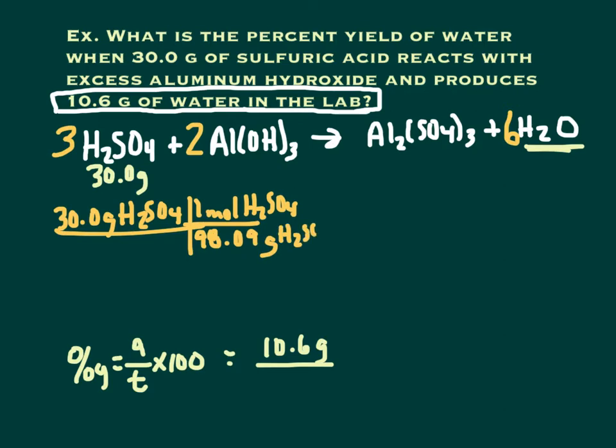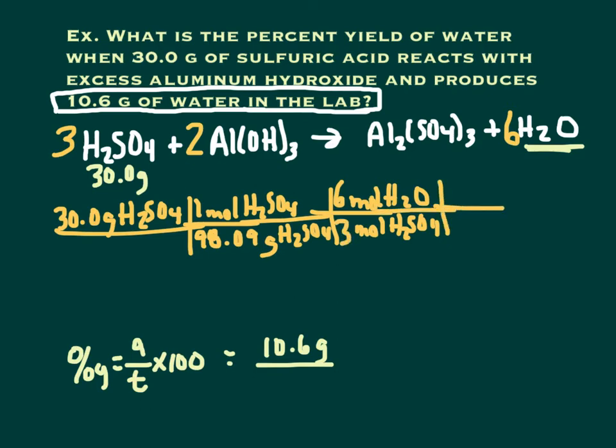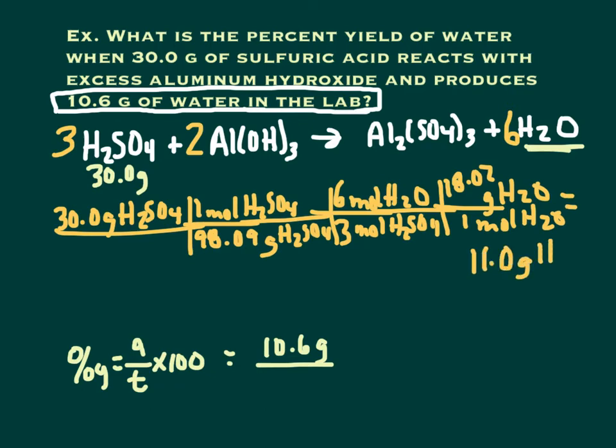Then we're going to go from moles of H2SO4 to moles of water, because that's where we want to get to. We want to find the theoretical yield of water, H2O. So that's 6 from the balanced equation and 3 there. And then we continue on to find our grams of H2O. So we've got moles of H2O, grams of H2O, and 1 mole is 18.02 from the periodic table. And then I end up with, when I calculate that all out, 11.0 grams of H2O.